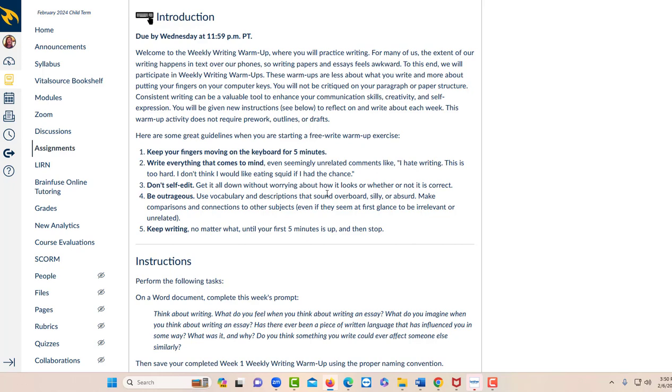Here are some great guidelines when you are starting a free write. Keep your fingers moving on the keyboard for 5 minutes. Write everything that comes to your mind, even if it's unrelated. Don't self-edit. Get it all down without worrying about how it looks. Be outrageous. Use vocabulary and descriptions that sound overboard, silly, or absurd. Make comparisons and connections to other subjects, even if they don't seem related. Keep writing no matter what.